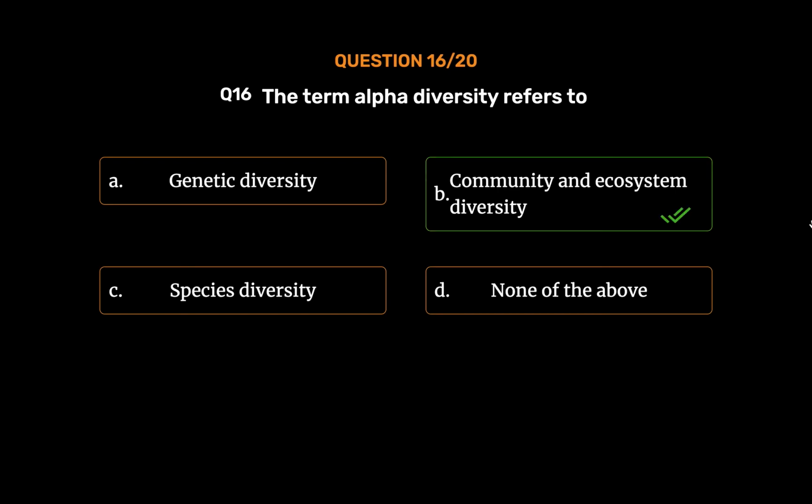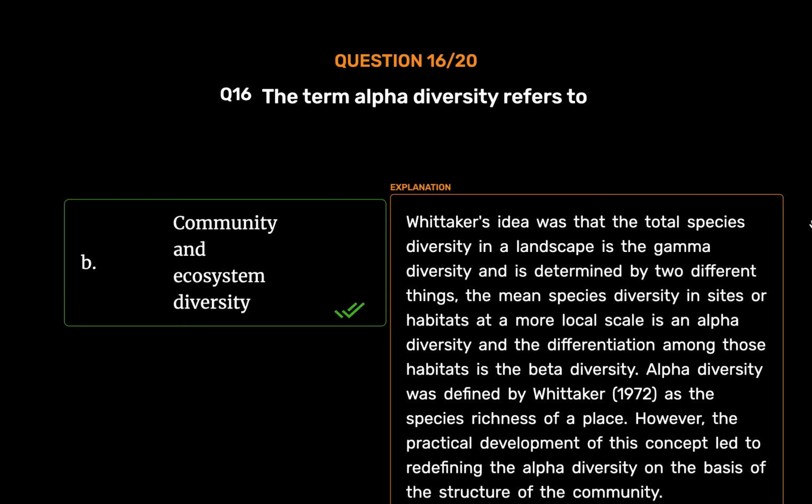Community and ecosystem diversity. Whittaker's idea was that the total species diversity in a landscape is the gamma diversity and is determined by two different things. The mean species diversity in sites or habitats at a more local scale is the alpha diversity, and the differentiation among those habitats is the beta diversity.